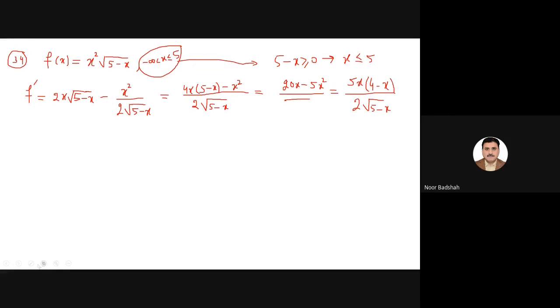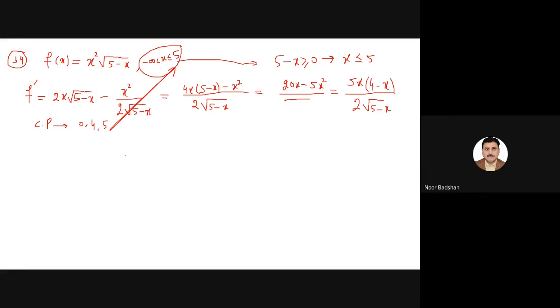So in this case the critical points: one CP is 0, the other one is 4, and the next is 5 as well. But the problem is, not a problem, 5 is also the end point as well, you see there. Okay, so 5 is also the end point, so it's okay, it doesn't matter.